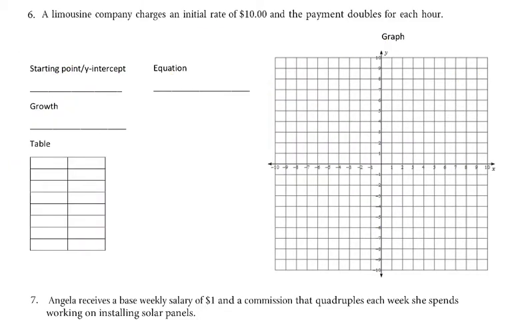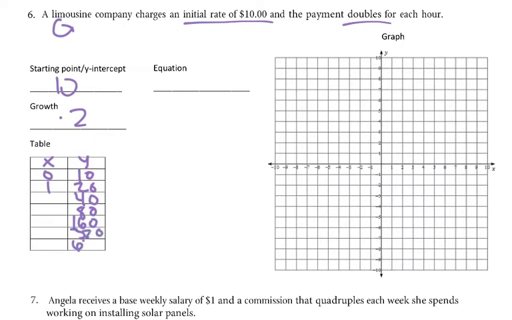Alright, number 6. A limousine company again charges an initial rate of $10 and the payment doubles for each hour. So now we've got some geometric going on here. But that initial rate is still 10. But this time we're doubling, so we are multiplying by 2 each time. So if we start at 0 and 10, then the first would be 20, then 40, then 80, then 160, 320, and 640. So this must be a super nice limousine, right?